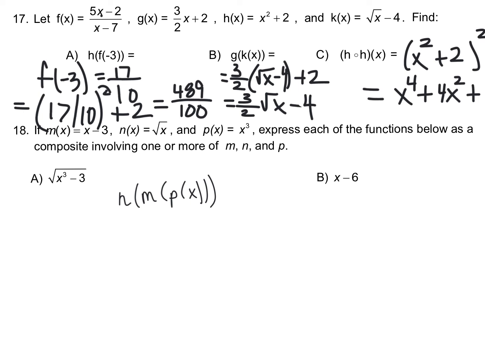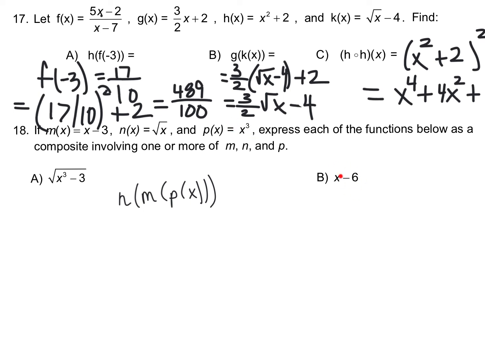The next one is x minus 6. Let's just try, for instance, process of elimination. Could I use n? Well, there's no square roots in there, so probably not a good idea. I guess if you had another function that had a squared in it, then maybe you could, because the square and the square root may then cancel out. Doesn't look like it here.